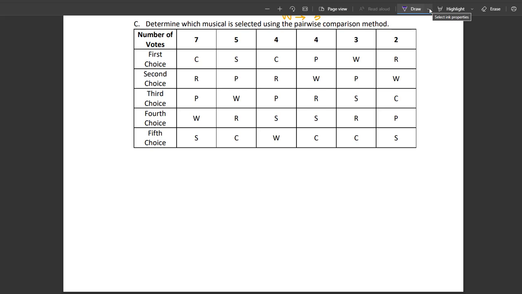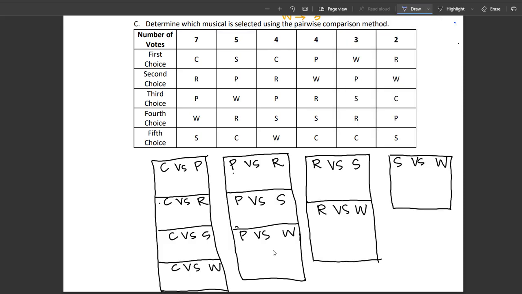So basically, we are going to go through and compare each musical. All we're going to do is go through each of these comparisons and figure out who the winner is. So let's start over here. We have the Cabaret, and we're comparing it to the Producers. We're going to go through each of these columns, and wherever the Cabaret is higher, we are going to add up those number of votes, and wherever the Producers is higher, we're going to add up those number of votes. So Cabaret is higher than the Producers in this one, so we have 7.